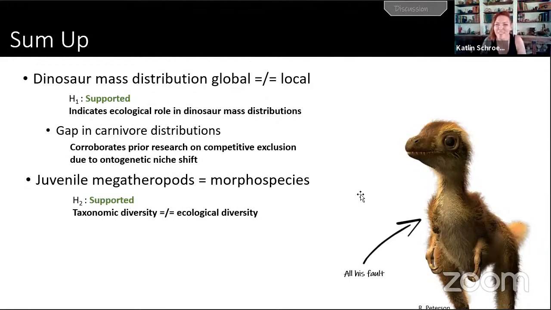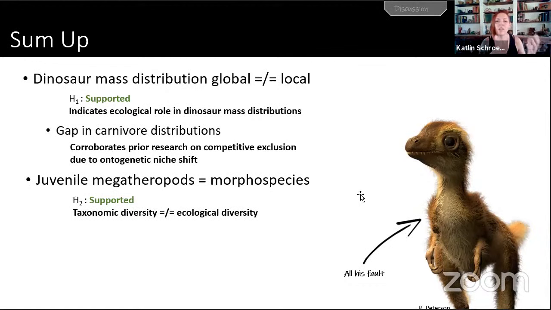So to sum up, what we did, we explored the distribution of body size at different geographical scales. And we found that local distributions, small scale distributions, don't match global distributions. This is an indicator that potential ecological drivers are having an effect on body size in dinosaurs. We looked at community distributions and found that carnivores specifically have the largest disparity from the global pattern, with a consistent gap in the 100 to 1,000 kilogram body size range, and that precisely matches a gap that was predicted by ontogenetic niche shift and competitive exclusion.